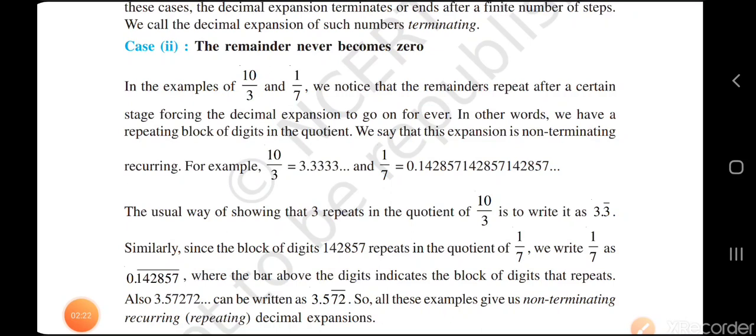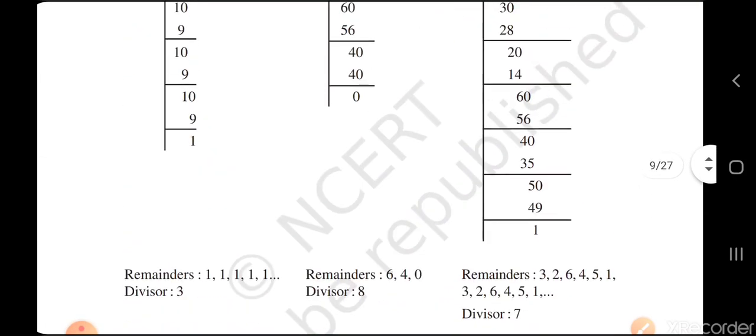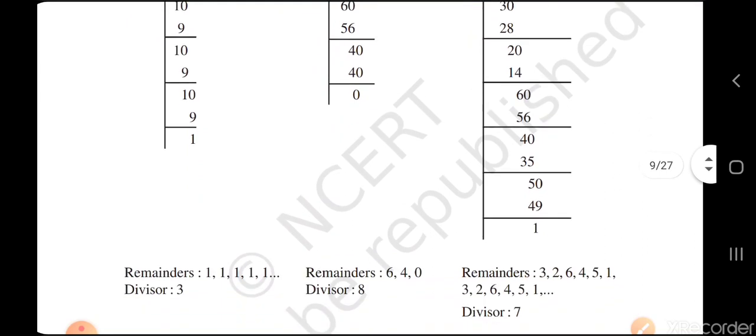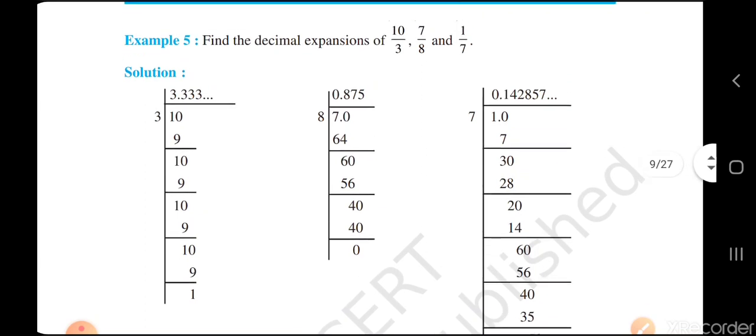So today we discussed the real numbers and their decimal expansions. First we found the decimal expansion of 10 upon 3, 7 upon 8 and 1 upon 7. In 10 upon 3 the remainders are 1, 1, 1, 1 and so on, and the divisor is 3. In the decimal expansion of 7 upon 8 we get the remainders 6, 4, 0, and the divisor is 8. And in the decimal expansion of 1 upon 7 we get the remainders 3, 2, 6, 4, 5, 1, 3, 2, 6, 4, 5, 1, and the divisor is 7.